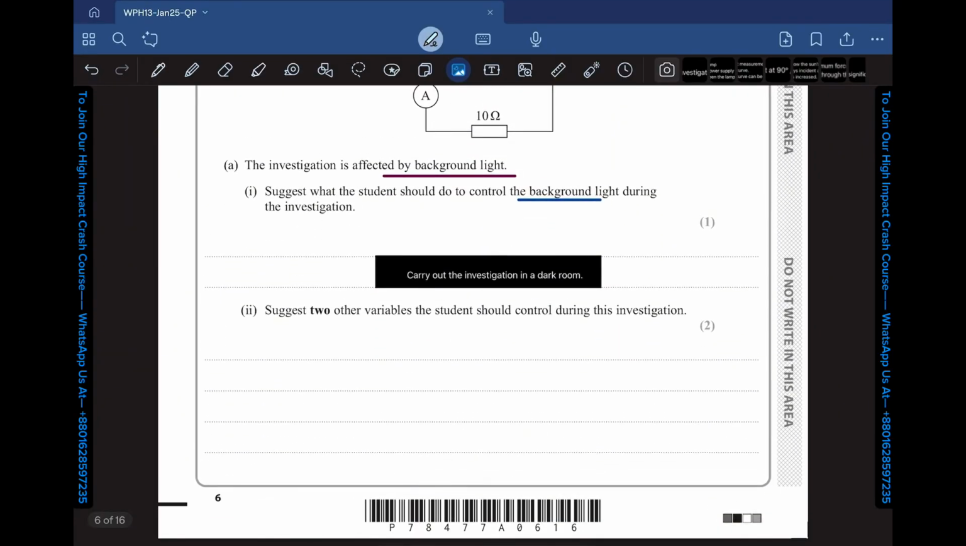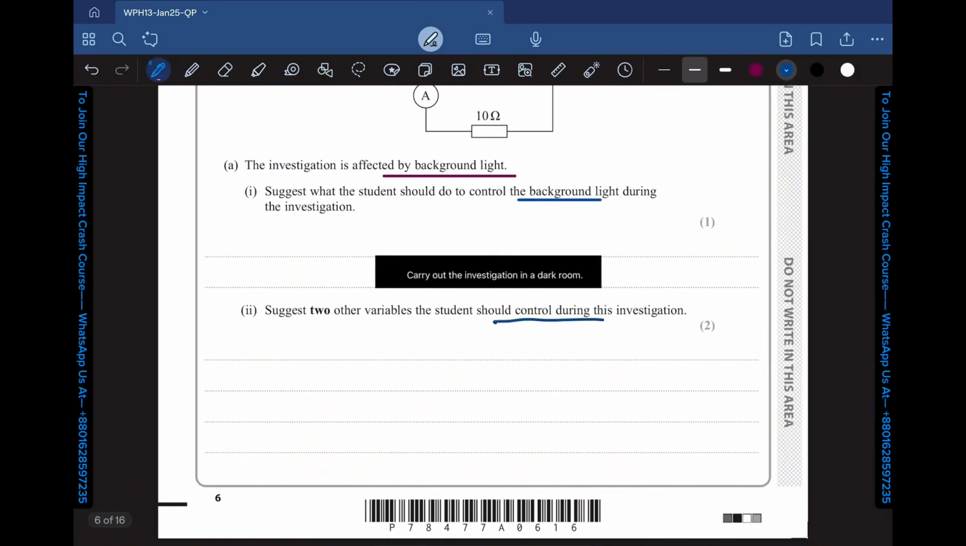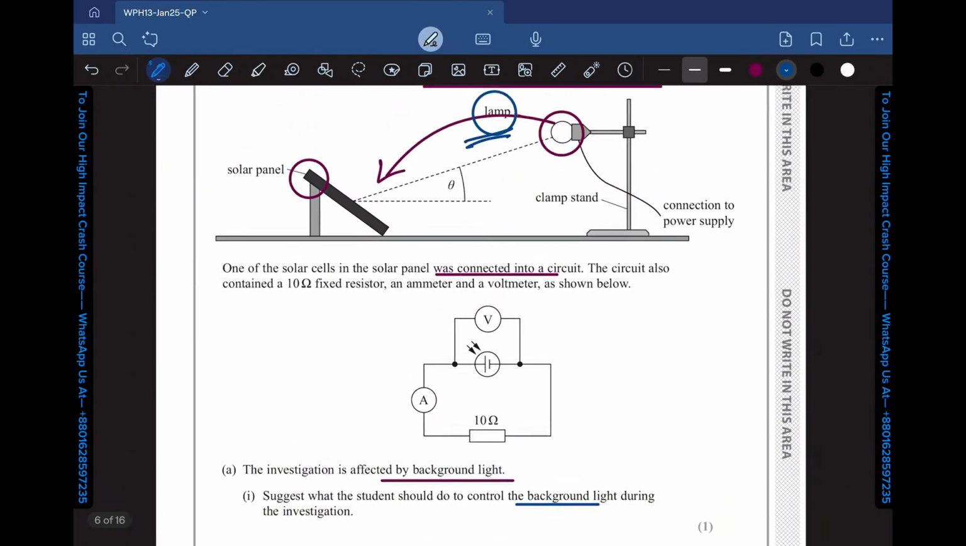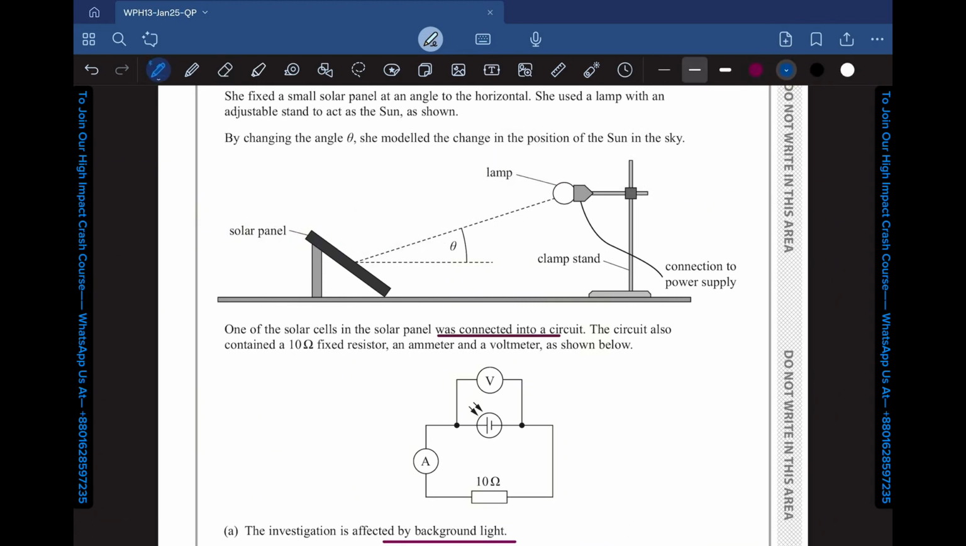Suggest two other variables that the student should control during this investigation. The few more things that he should be controlling. The one thing that comes to my mind is, while doing this investigation, the distance from this lamp to this solar panel should always be constant. The distance from the solar panel to the lamp should always be the same.